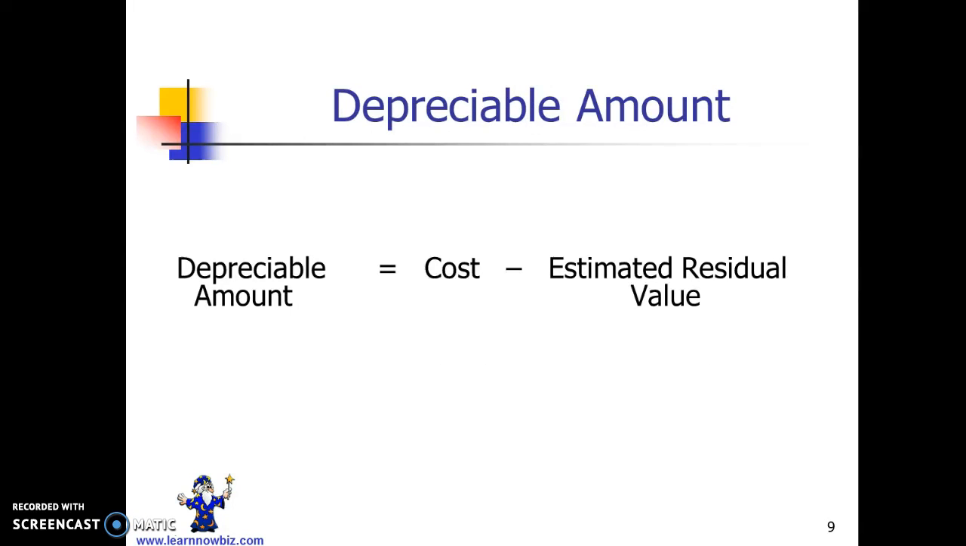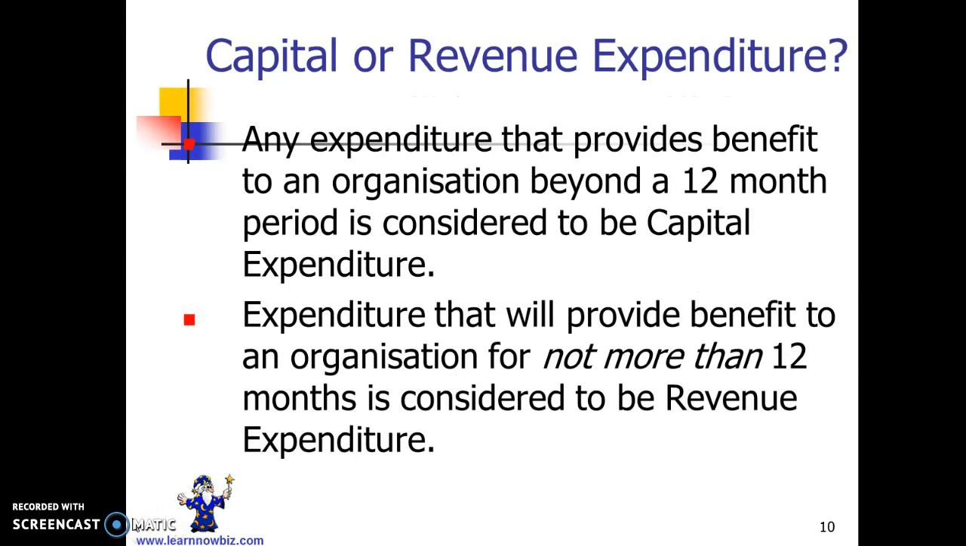So let's tie these terms together. Depreciable amount is the cost of an asset less its estimated residual value. Now this might help to explain whether the annual insurance cost is part of the asset cost or not.